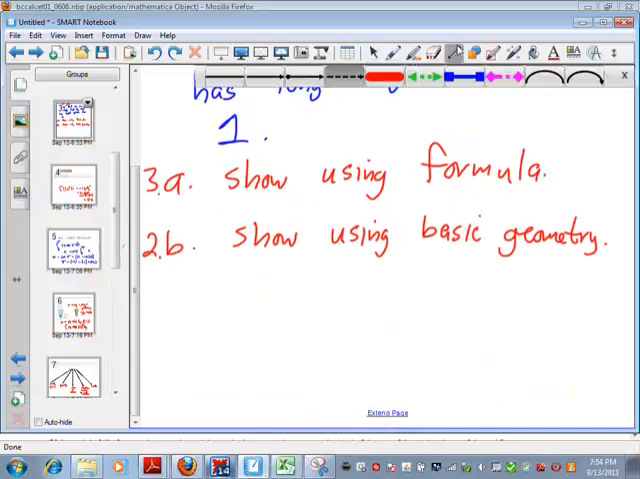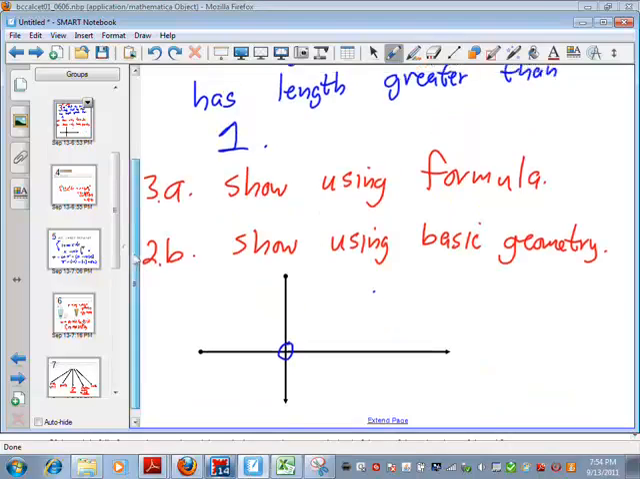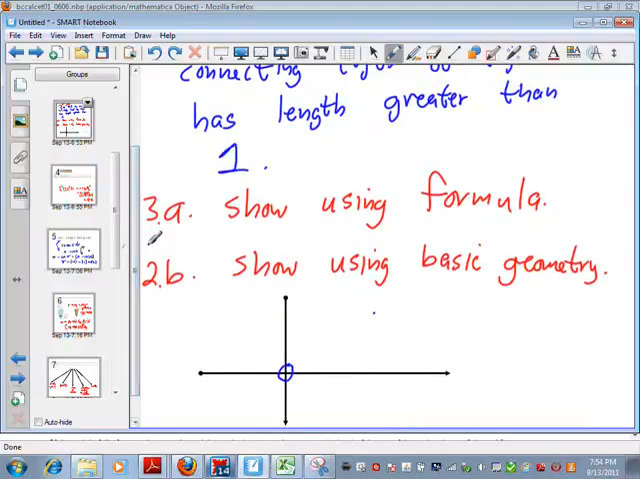Here's the origin 0, 0. Here's the point 1, 1. I just want you to show that. So you can show it obviously using basic geometry, and then you can show it just using the formula for any curve that's continuous.